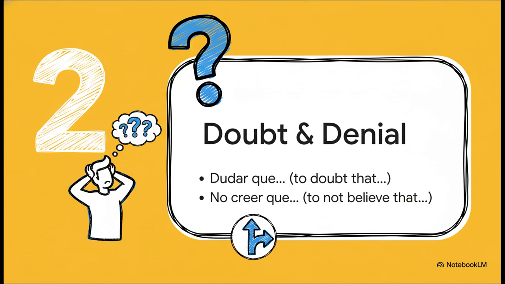Next on the list, we've got doubt and denial. The subjunctive is basically the official language of uncertainty. So if you're saying dudo que, I doubt that, or, and this one is huge, no creo que, I don't believe that, you're signaling that what comes next is not a confirmed fact in your mind. That is a massive green light for the subjunctive.